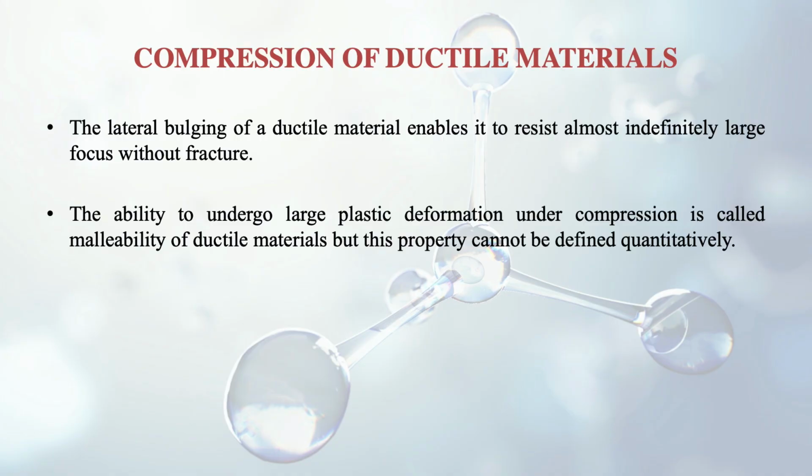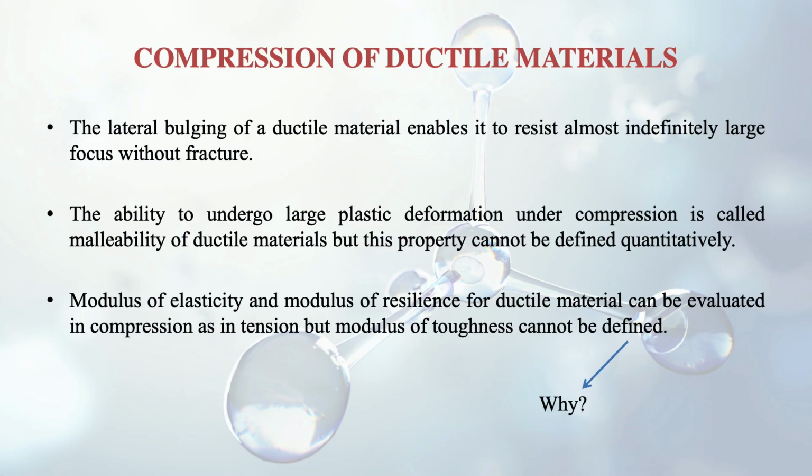The ability to undergo large plastic deformation under compression is called malleability of ductile materials, but this property cannot be defined quantitatively. As such, one qualitative definition says that malleability is when the material can be turned into sheets. Like you may have seen somewhere in a steel plant that there are sheets of certain kinds of steel. Those sheets can be made only when the material is malleable.